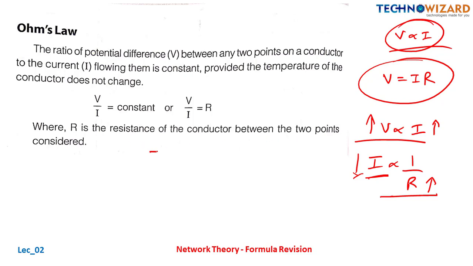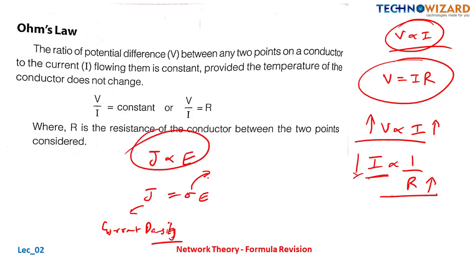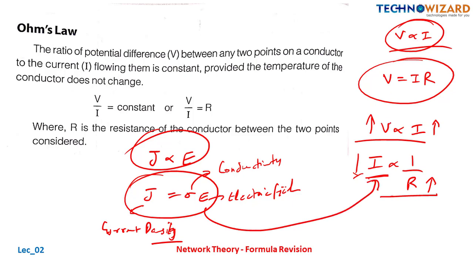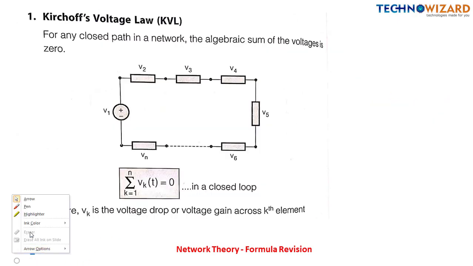And if you define Ohm's law in terms of electric field and the current density, then it is defined as J is directly proportional to E, which is equal to J is equal to sigma E, where J is the current density. I have already told you what J directly proportional to E is, and sigma is conductivity, E is the electric field. This is the first form of Ohm's law. From this equation we derive these equations. So first is the Kirchhoff's voltage law.